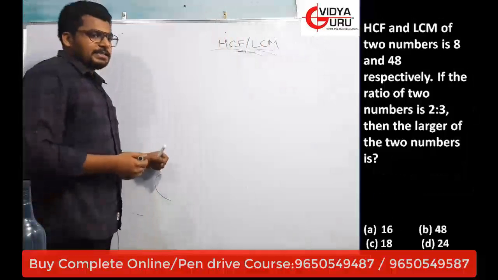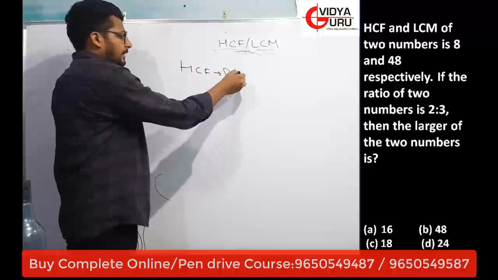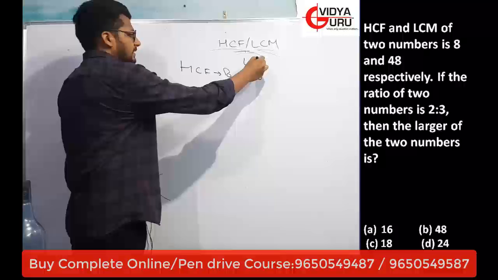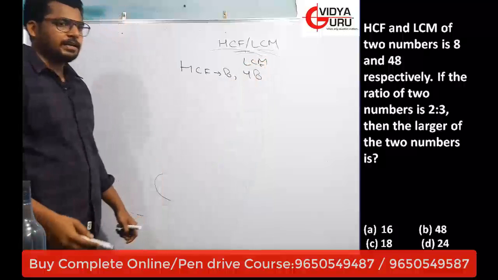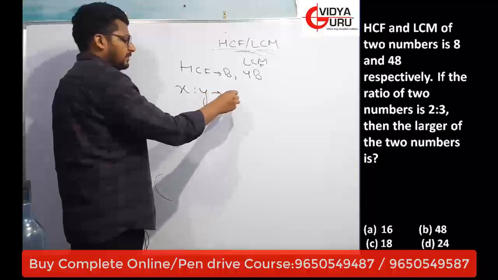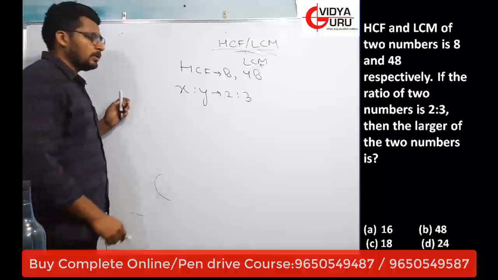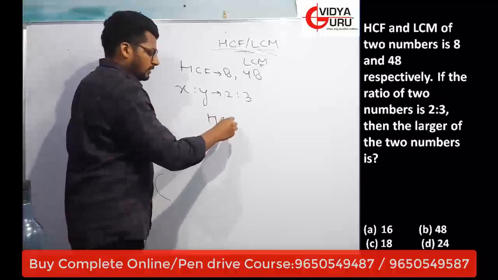Next question is saying HCF and LCM of two numbers is 8 and 48. This is HCF, this is LCM. And the question is saying, let the two numbers be x and y, the ratio is given as 2:3. The larger of the two numbers is asked.